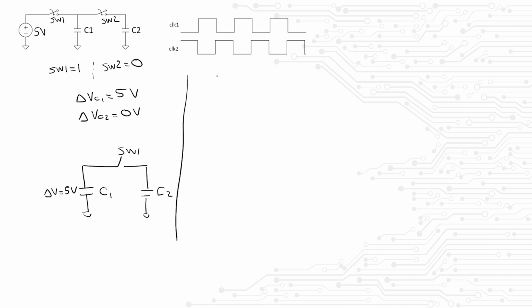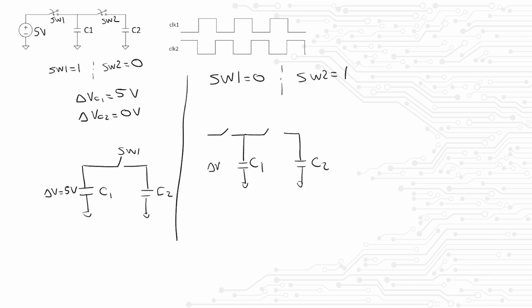Alright, let's remember that we assume non-overlapping clocks. That means that by the time switch 2 closes, switch 1 has been open for quite a while. So, let's look at that time in between where both switch 1 and switch 2 are open. That means we have a capacitor that is dangling and it's fully charged to 5 volts. Capacitor 2 is also dangling, but it has 0 volts across it. This means that capacitor 1 has a charge of C1 times delta V across that capacitor, that is 5 volts.